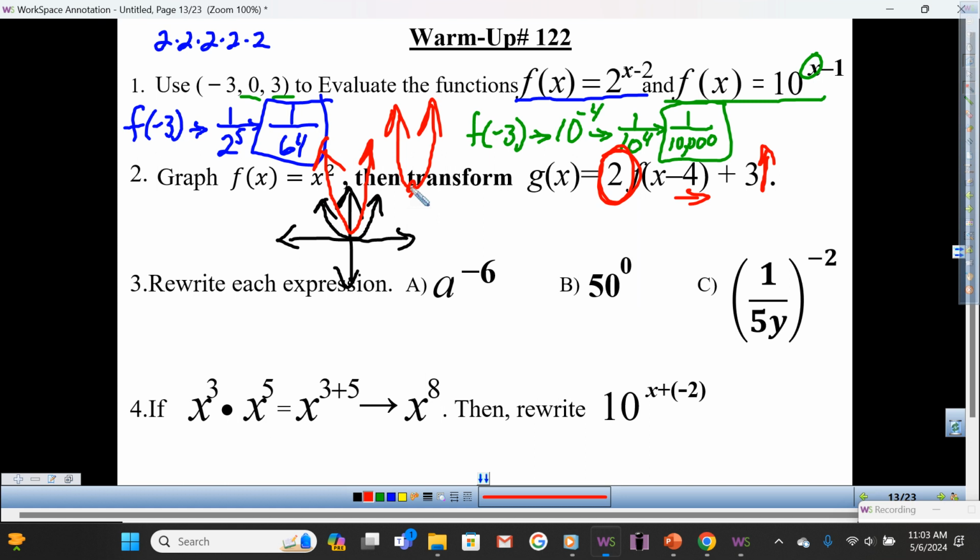Or in other words, my new vertex for this one is what? Tell your neighbor, please. What is our new vertex for that? What is our new vertex? Emily P. 4, 3. That is correct. 4 steps to the right, 3 up. So our new vertex is at 4, 3. Thank you.